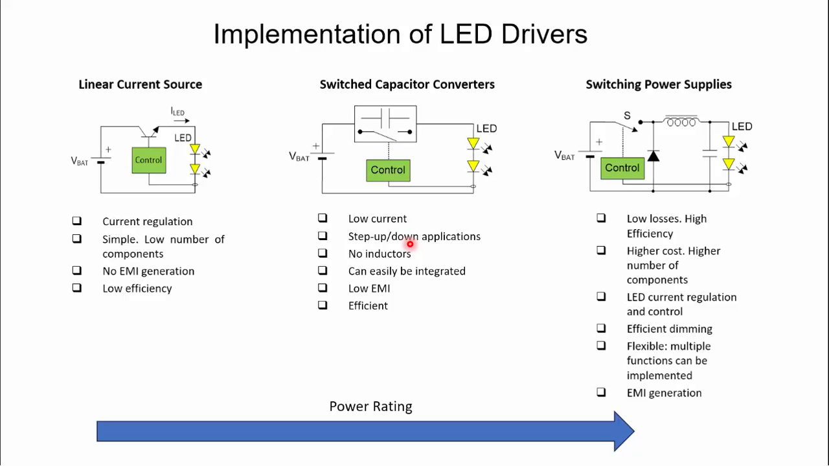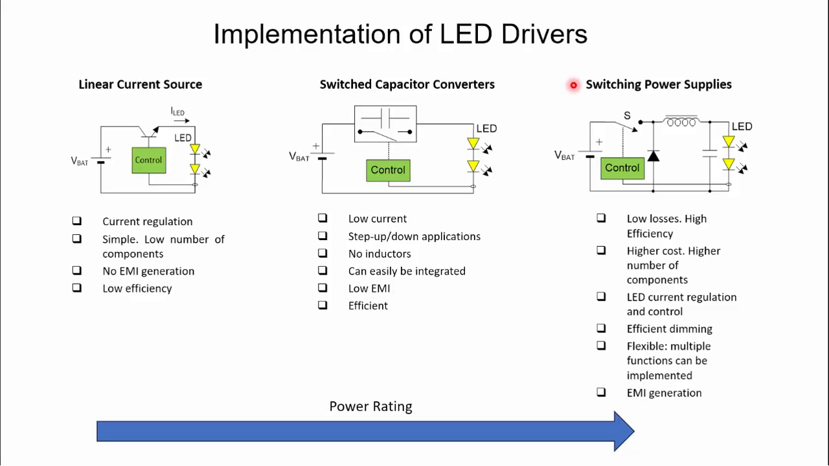Also, we can obtain at the output a voltage that can be higher or lower than the input voltage, so this is another advantage. Also, these type of converters don't employ inductors, so they can be very small and flat, and even they can be easily integrated even in silicon. Also, because they don't use inductors, the EMI generated by this type of converters is low.